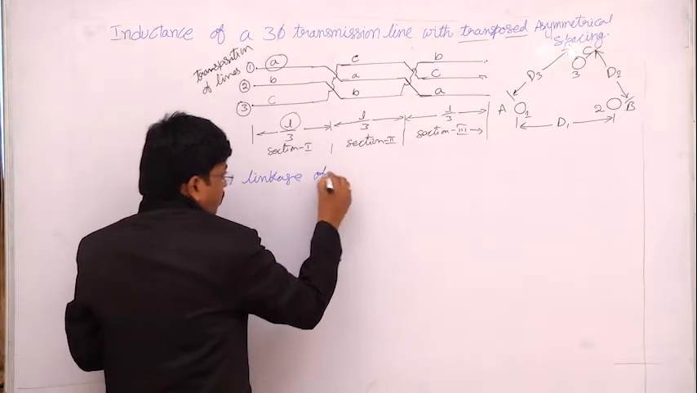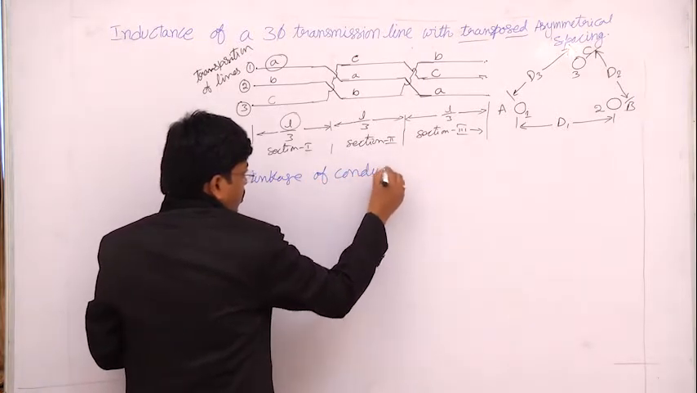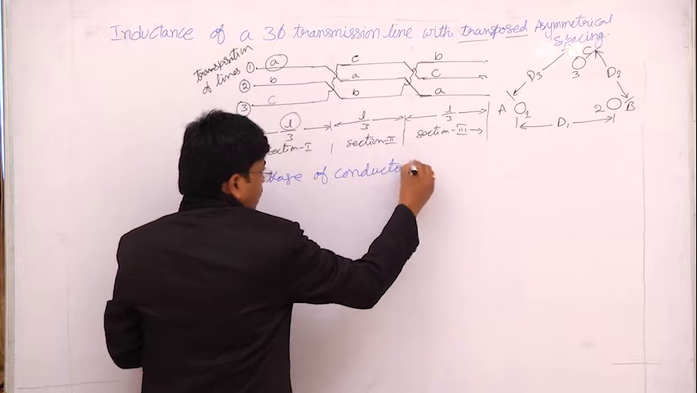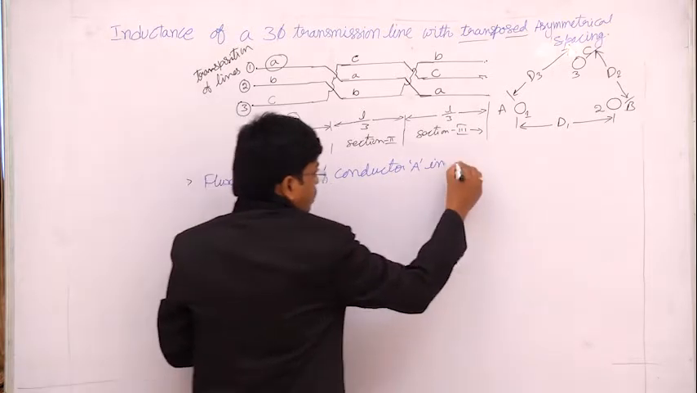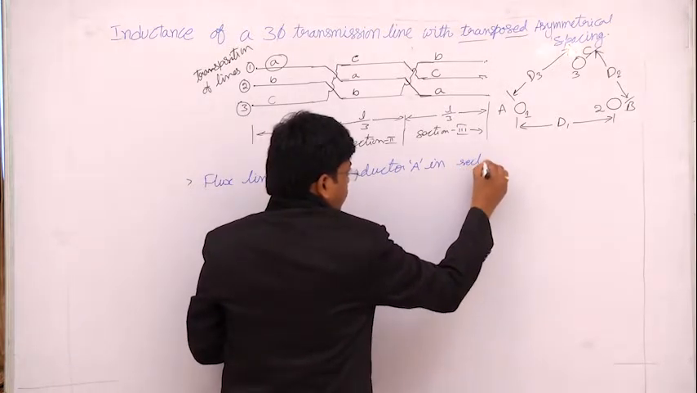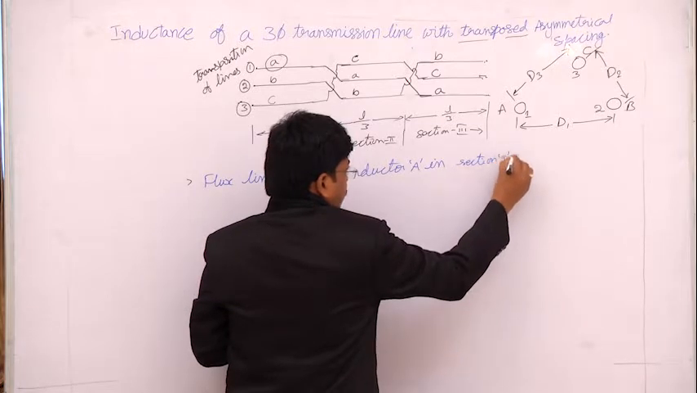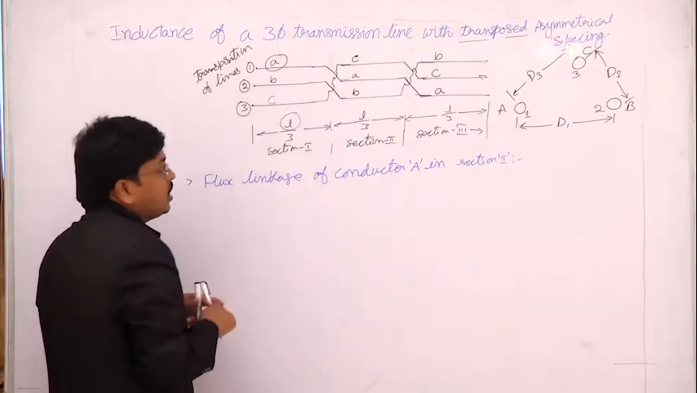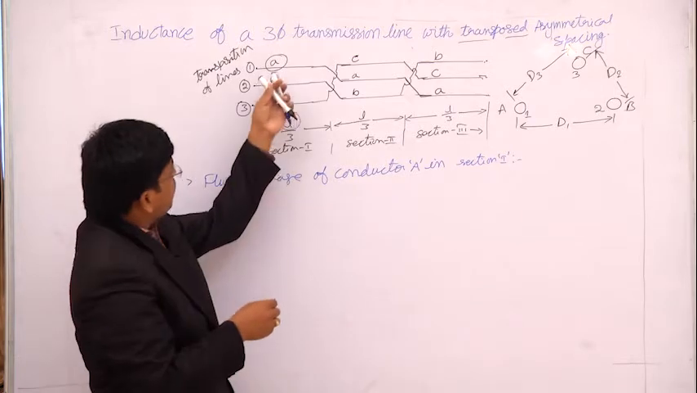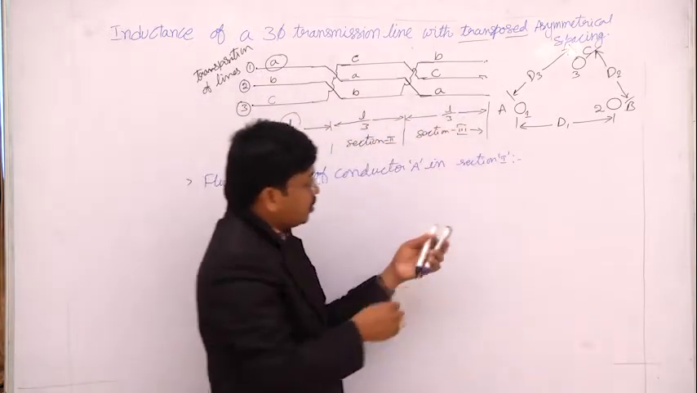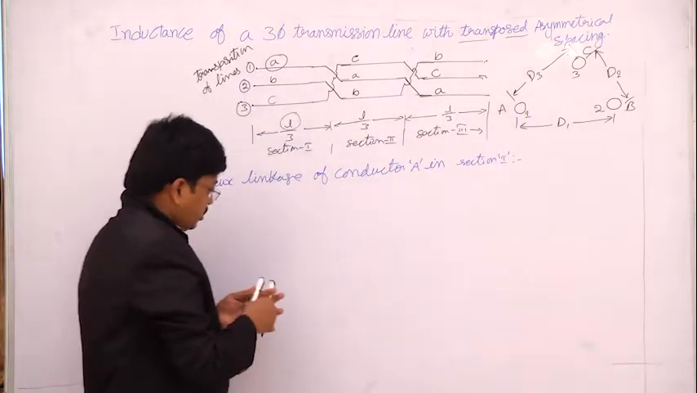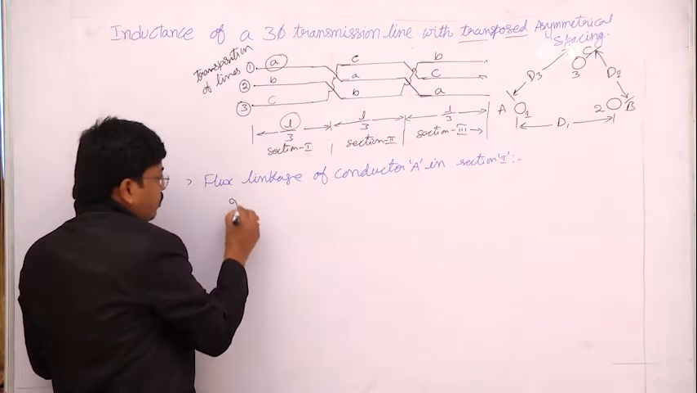Flux linkage of conductor A in section 1. Okay, so in this section, what is the diagram? Conductor A, this is the same position we are using. Now I have to calculate the flux linkage.